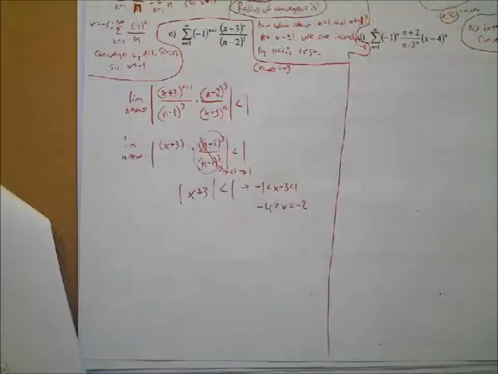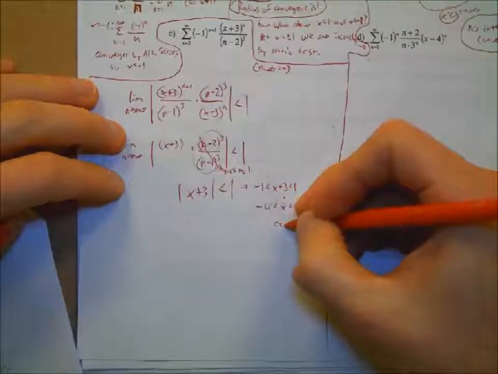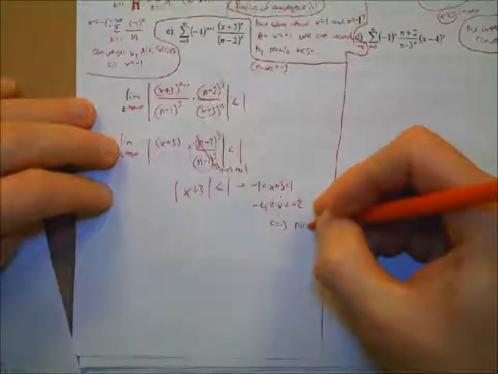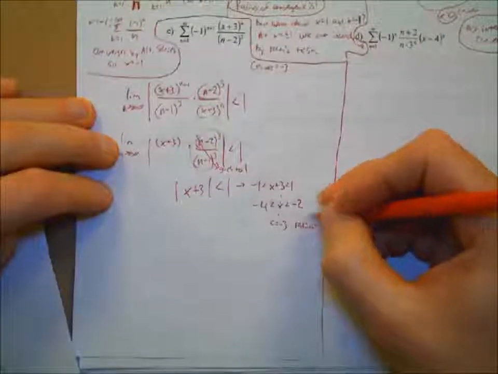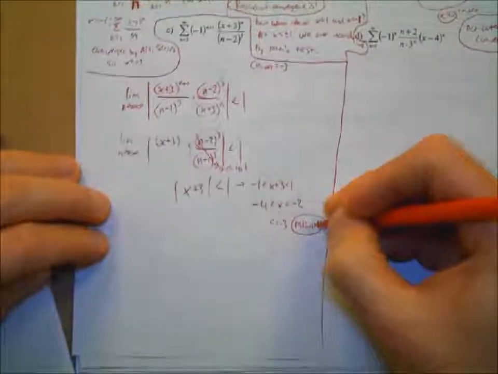So anyway, can we see our center here at -3? There's our interval. Is -3 in the center between -4 and -2? Yes, it is. And so I'm going to indicate that there. C equals -3, halfway between. What is our radius of convergence going to be here then? 1, right? Radius equals 1.